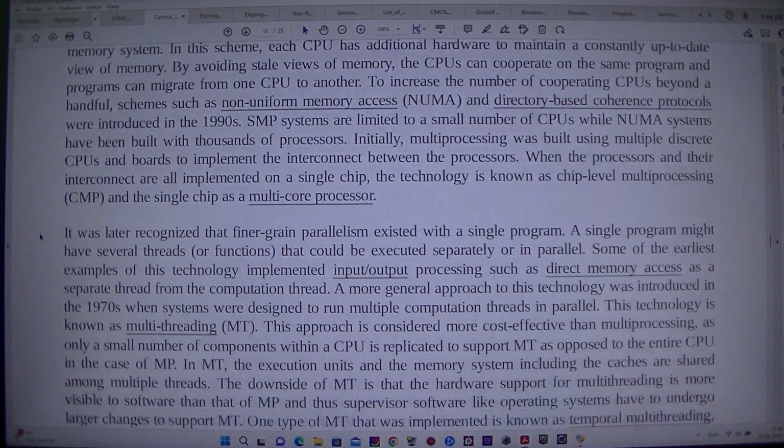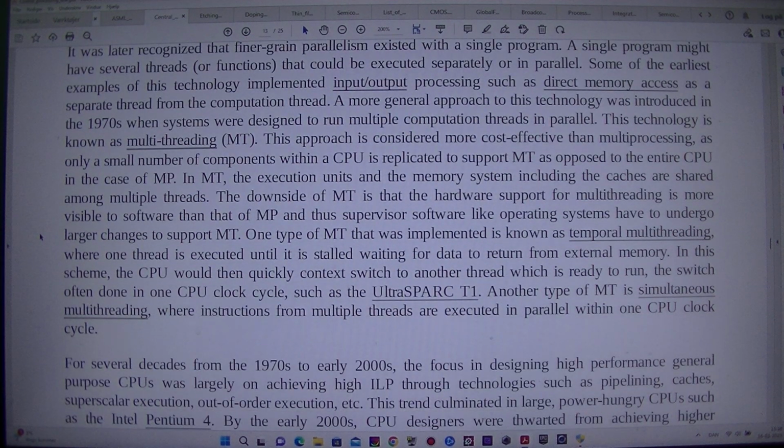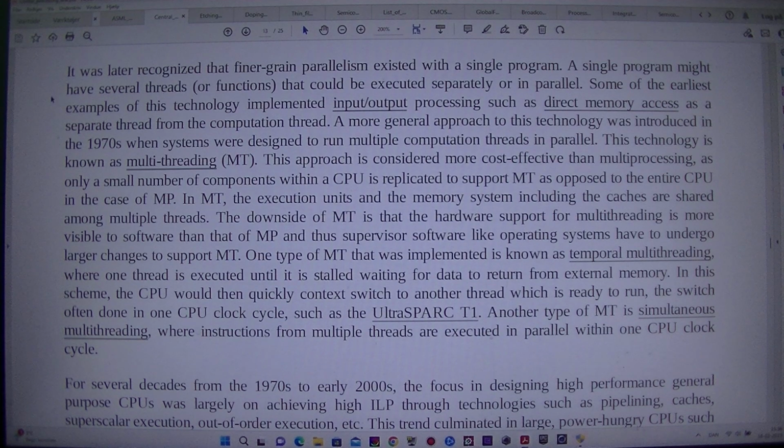It was later recognized that finer-grain parallelism existed within a single program. A single program might have several threads, or functions, that could be executed separately or in parallel. Some of the earliest examples of this technology implemented input/output processing such as direct memory access as a separate thread from the computation thread. A more general approach to this technology was introduced in the 1970s when systems were designed to run multiple computation threads in parallel.